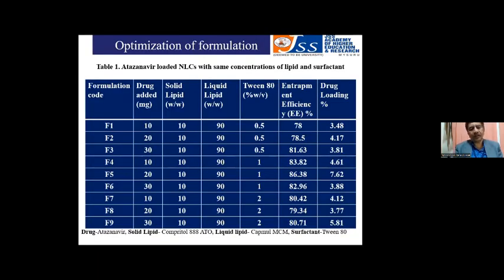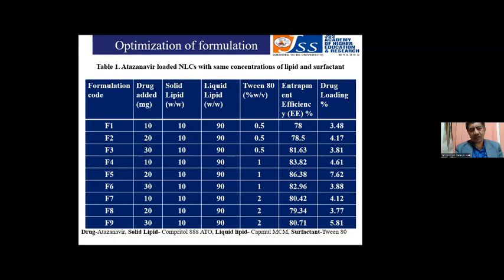So these are all the optimization formulations which we carried out, where the NLCs with the same concentration of lipid and surfactant were prepared. So we have prepared around 9 formulations, keeping the drug concentration varying from batch to batch, whereas the solid lipid and the liquid lipid, we kept constant over the formulation. And we have also changed the concentration of the surfactant, that is Tween 80, from 0.5% to 2%.